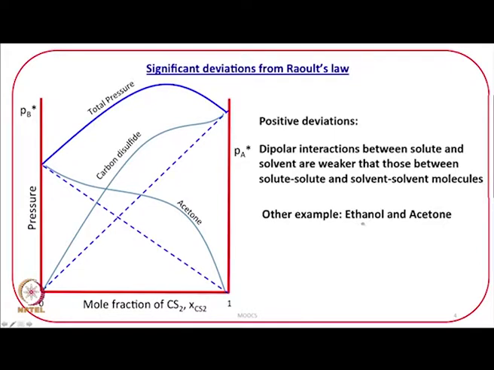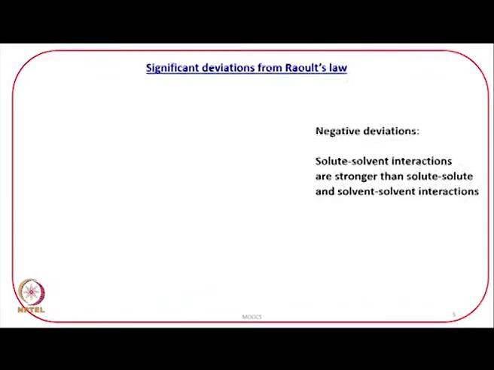And here you see ethanol molecules can form strong hydrogen bonding amongst themselves. And when acetone is added to ethanol, acetone can interfere in the intermolecular hydrogen bonding of ethanol. And that is the reason that the mixture of ethanol and acetone shows positive deviations from Raoult's law. Now, let us take a look at the negative deviations.